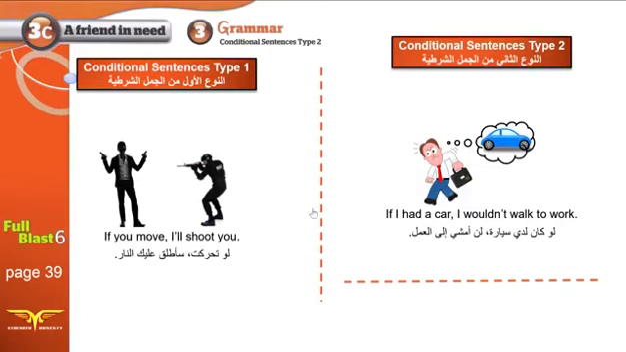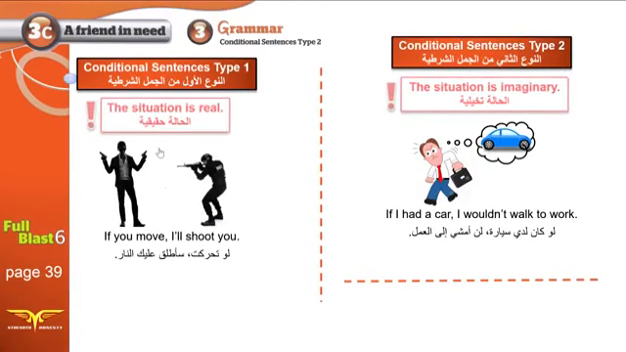What is the difference between the two? When do we use type 1 and when do we use type 2? Look at the two scenarios. What do you notice? The first situation is real. The police is not bluffing. The police is not making jokes. If you move, I'll shoot you. I'll kill you. This is for real.